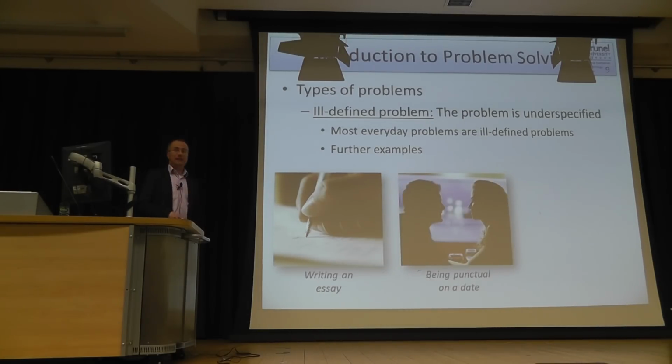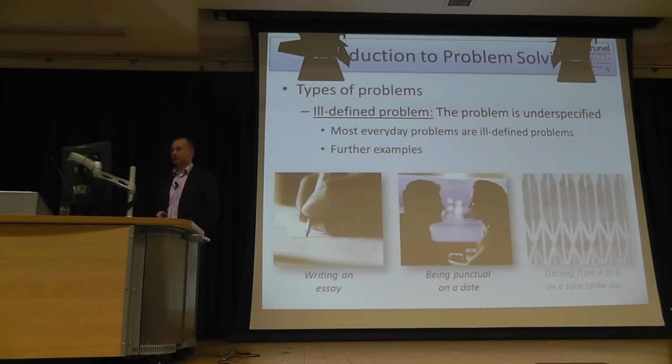Another example is being punctual on a date, because you have to face problems which are out of your control, for instance. Is public transport on time? When do you have to leave and schedule things like that? Or how do you get from A to B on a tube strike day? Things like that, which are everyday problems, are usually ill-defined problems.